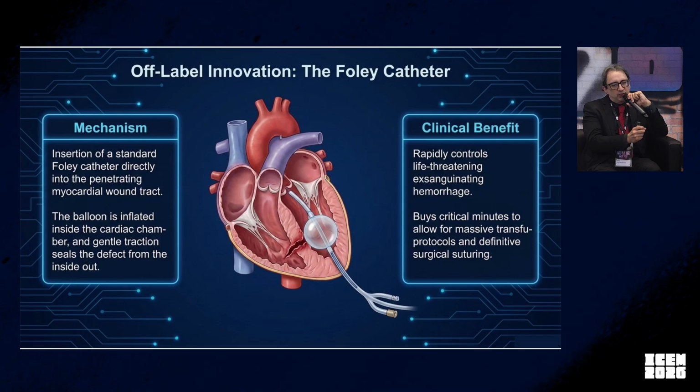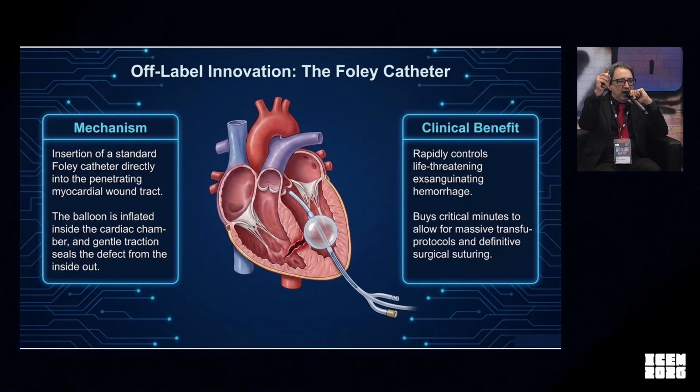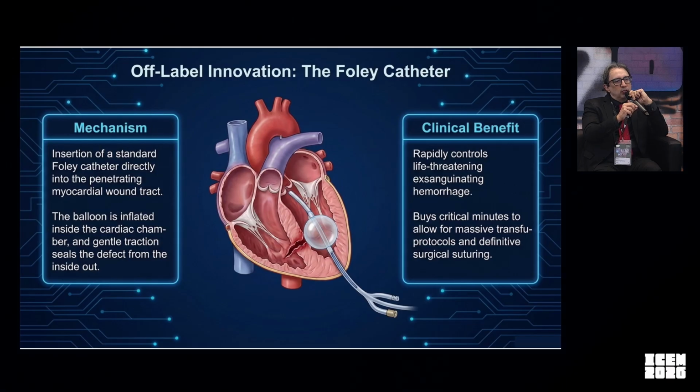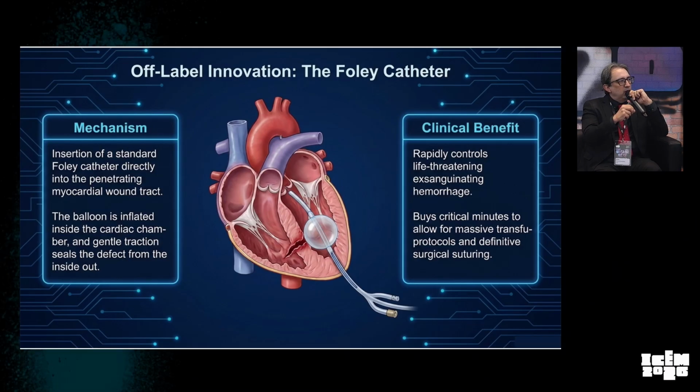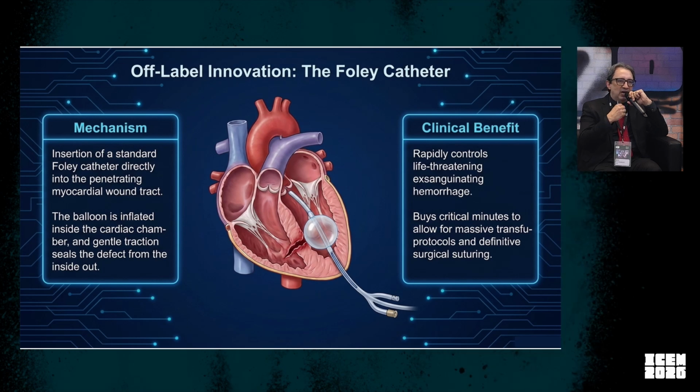So the balloon is inflated inside the cardiac chamber, and gentle traction is used to seal the defect from inside out. And sometimes you can use the line of the Foley to infuse blood or any other kind of fluids if you need a first and large line for resuscitation of the patient.